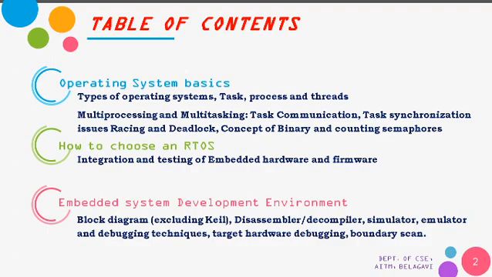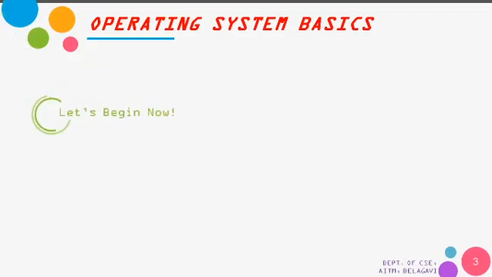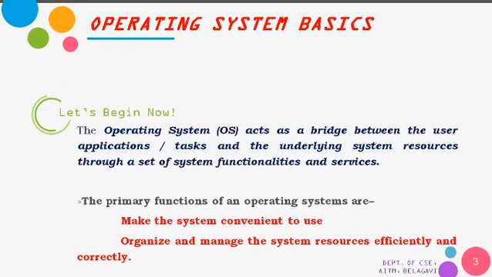So first we'll deal with the operating system. So first we need to understand what is an operating system. So usually the operating system will act as a bridge between the user application and the underlying system resources through a set of system functionalities and services here. For example, Android, Windows, Linux are examples of operating systems. Right now you may be using Android phones, so Android will act as an operating system, right?